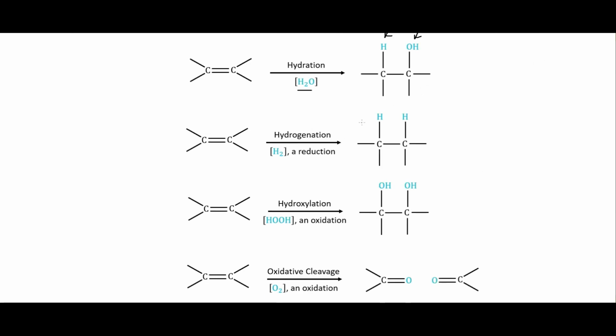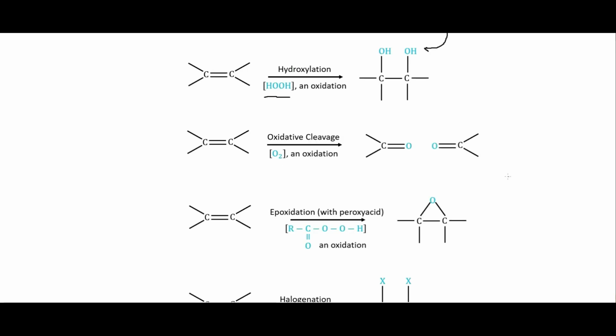We'll have hydrogenation, which is when we're just putting two hydrogens on here, so we're just adding the hydrogens on the two different carbons in that alkene there. We can do hydroxylation, so we'll use this hydrogen peroxide here, and we'll end up with these two alcohol groups on here on neighboring carbons.